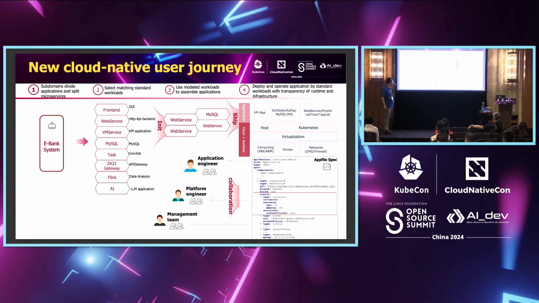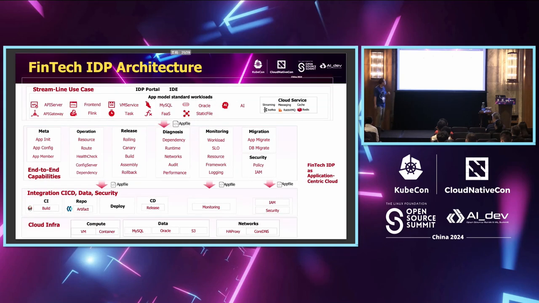And also, the three roles, cloud engineer, application engineer, platform engineer, and the management team, are coordinated by the same application declaration spec, the OAM spec. It's a kind of OSI, I think. It's a protocol. So this is our FinTech IDP architecture.